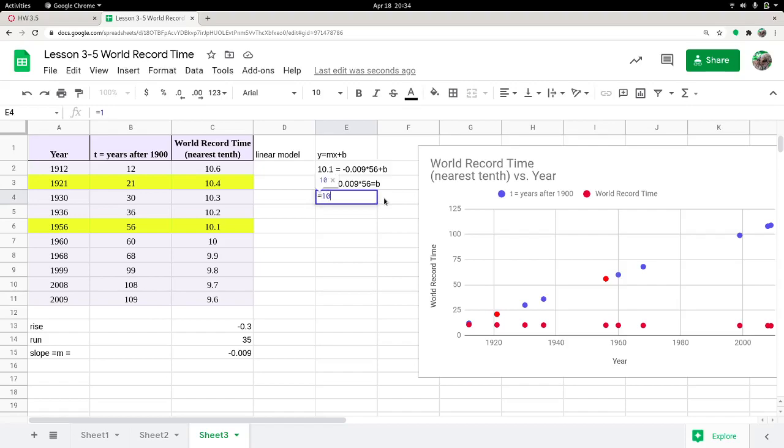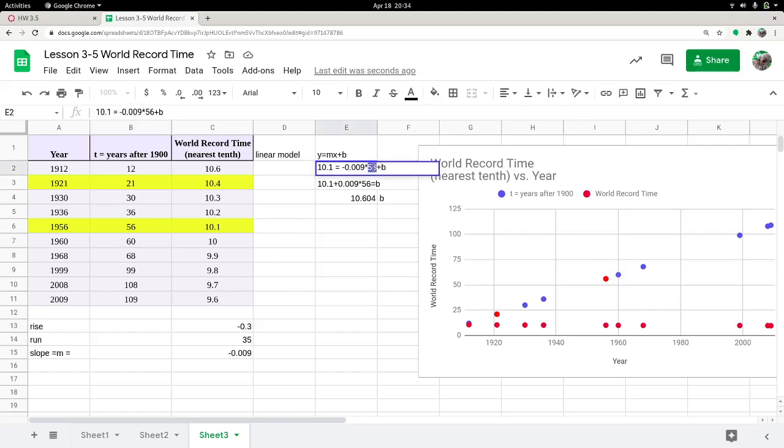So let's see, equals 10.1 plus 0.009 times 56, and I get my value for b here. So let's just put a b next to it there. B should be about 10.604 if I typed that correctly. So did I type it correctly? All right, so here's y equals mx plus b. Y is 10.1. Yep. When x is 56.